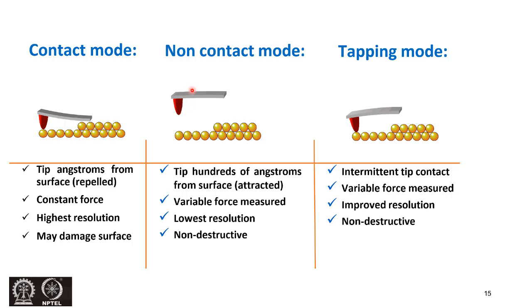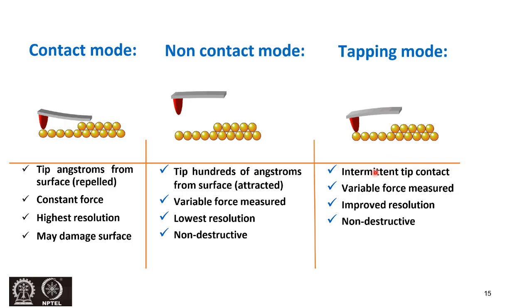So this will try to bend the cantilever. So it goes like this and then this like this. So here the force will be variable and it is measured, so basically the attraction and repulsion forces are measured, and it has low resolution because it is not coming in contact with the sample, so we are not able to get a better resolution as compared to the contact mode, and it is non-destructive. So here we are not destroying the sample because we are not touching the tip with the sample, so this is non-destructive.